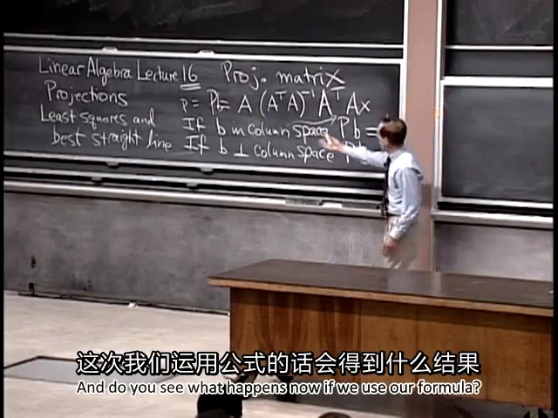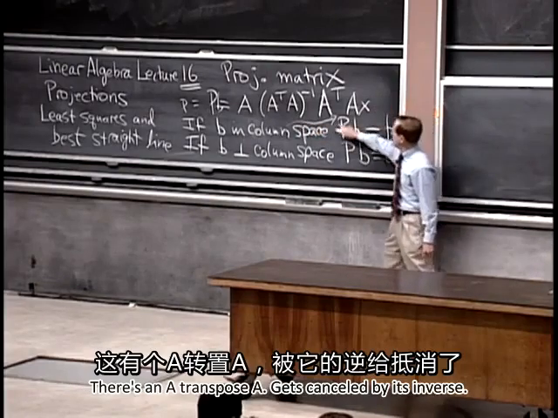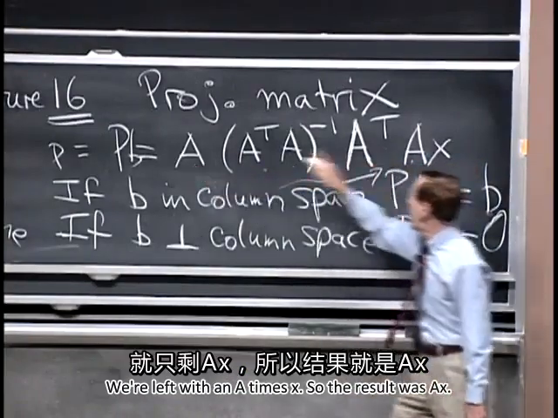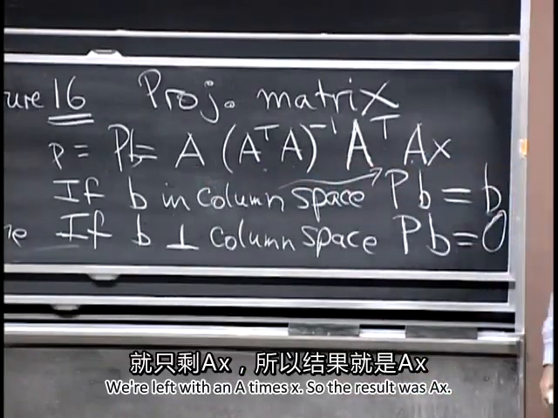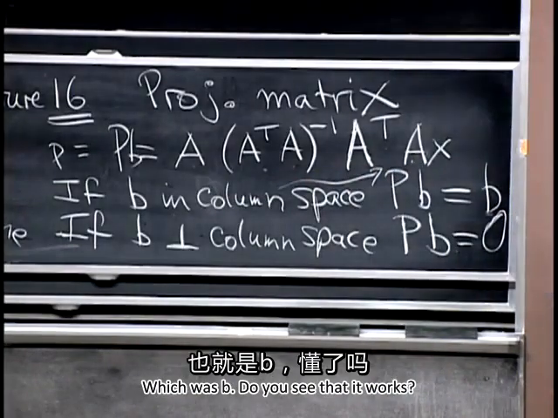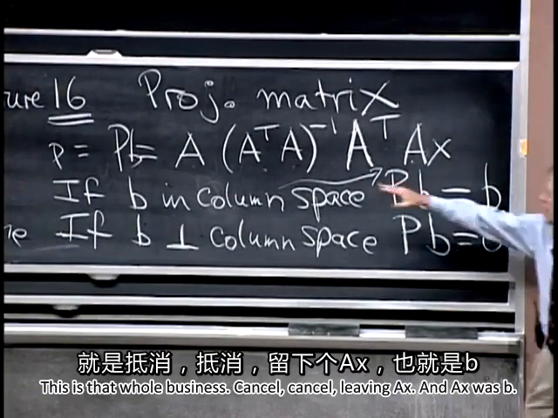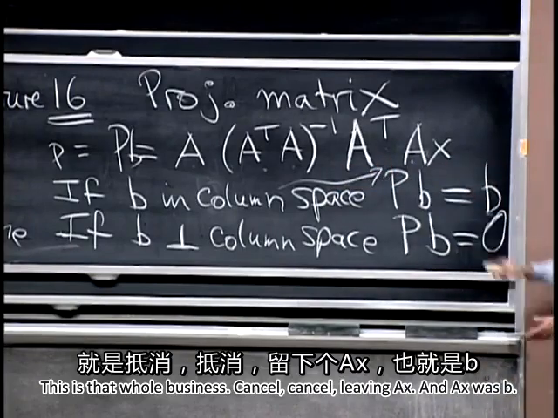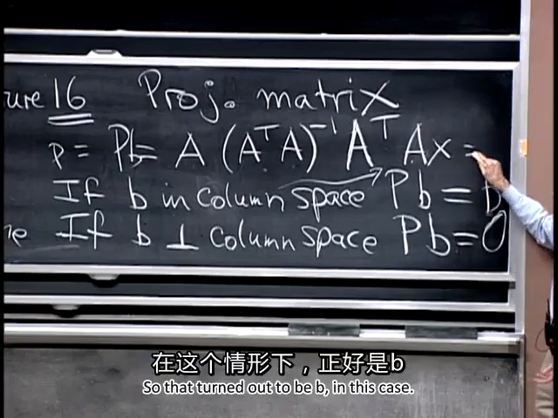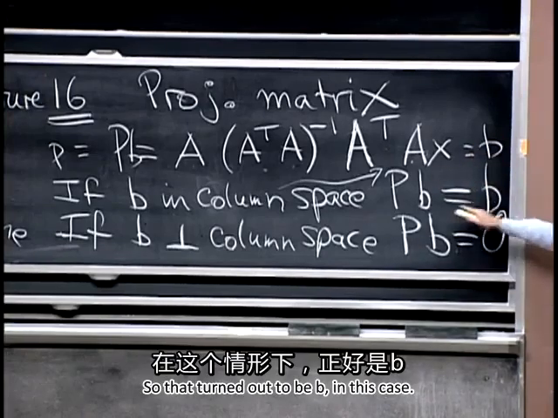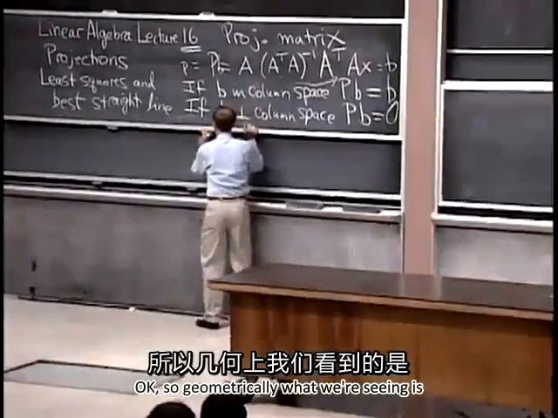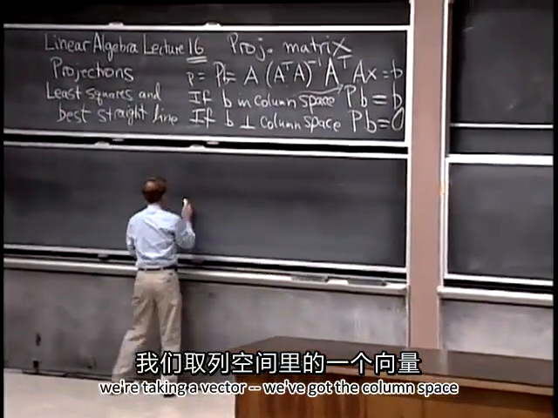Okay, and do you see what happens now if we use our formula? There's an A transpose A, gets canceled by its inverse. We're left with an A times x. So the result was Ax, which was b. Do you see that it works? This is that whole business: cancel, cancel, leaving Ax, and Ax was b. So that turned out to be b in this case. Okay, so geometrically, what we're seeing is we're taking a vector.